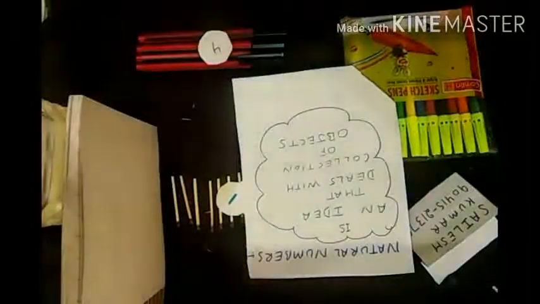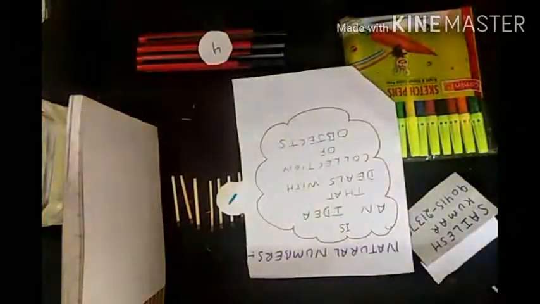Okay, so what can I deduce? I can make a result that the natural number is an idea that deals with the collection of objects. Clear?